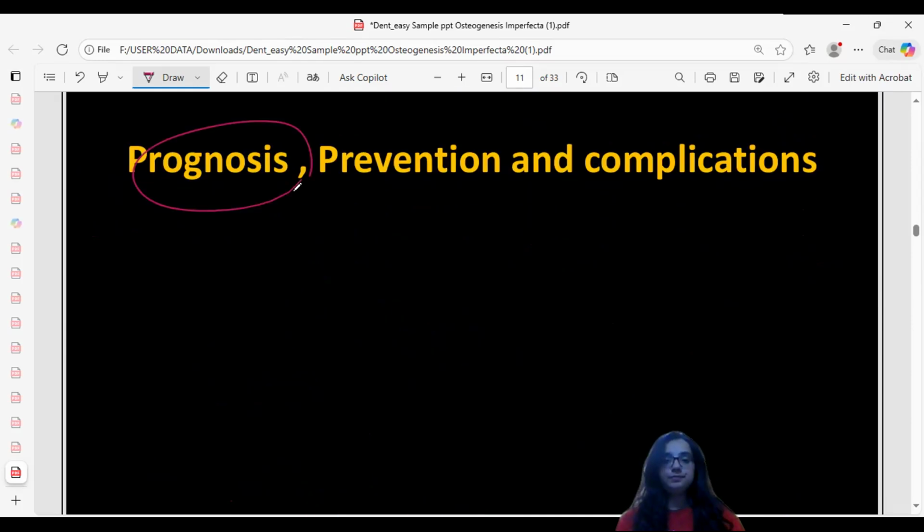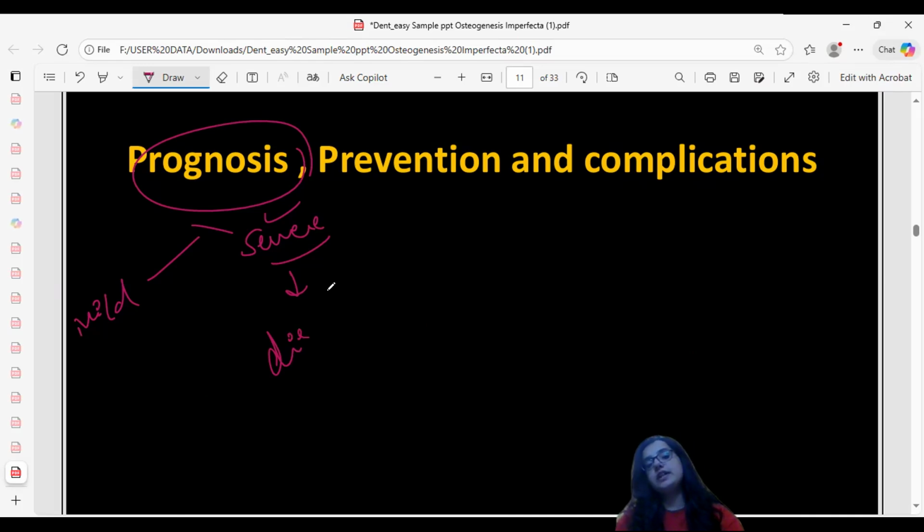Prognosis is not very good. It depends from patient to patient. In mild cases, the patient may still survive, but in the severe cases, we can see prenatal deaths. The patient can die in utero in severe cases. There will always be recurrent multiple fractures, and there is no permanent cure to it as of now.